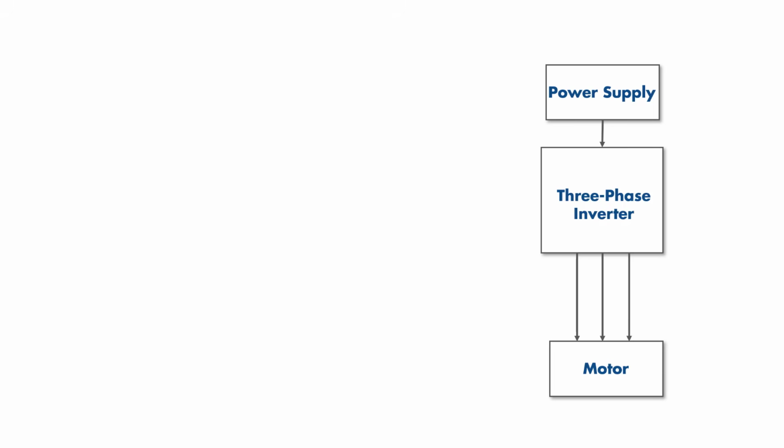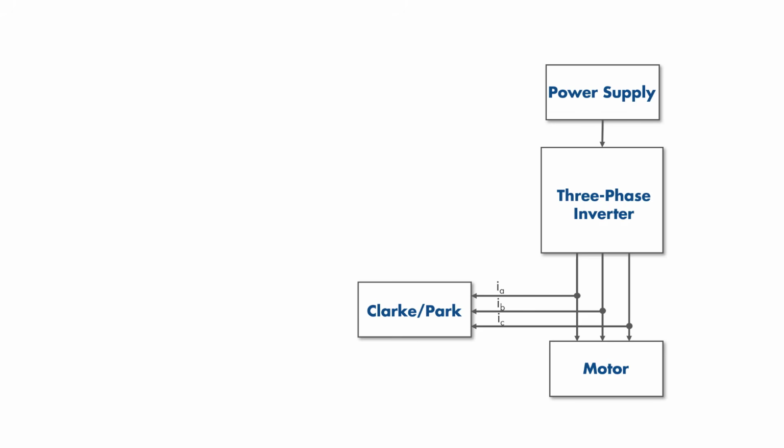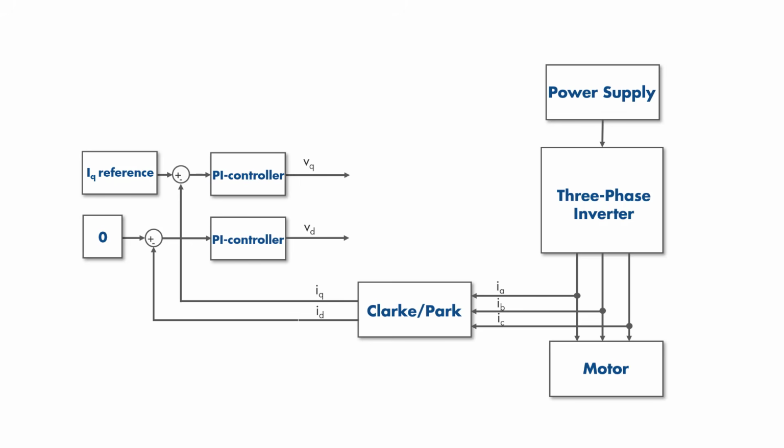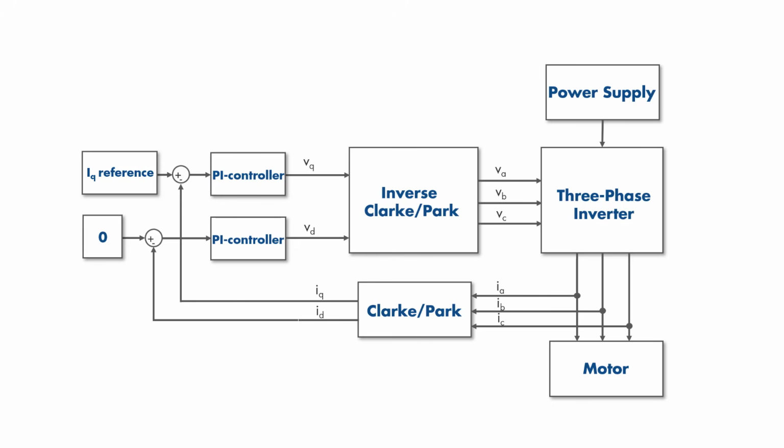We first measure the three-phase currents and then apply the Clarke and Park transforms to convert the three-phase currents to the IQ and ID currents. Next, we compare these measured currents to the desired reference values and feed them to PI controllers, which then output the voltages VQ and VD. Note that these voltages are represented in the rotating frame, which need to be converted to three-phase voltages before we send them to the motor. This means we need to do the inverse transforms to find the three-phase voltages.